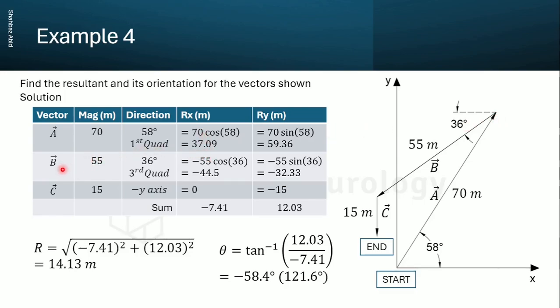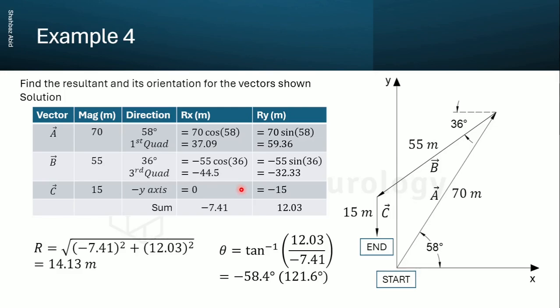In the case of vector B, we have a magnitude of 55 meters and it's 36 degrees in the third quadrant, because if you look here, this arrow is moving towards the third quadrant. So both of them are going to be negative. The x is going to be negative and the y is also going to be negative. If you want to verify it, you have to get the angle from the positive x-axis. So it's going to be 180 plus 36, which gives you both answers negative again.